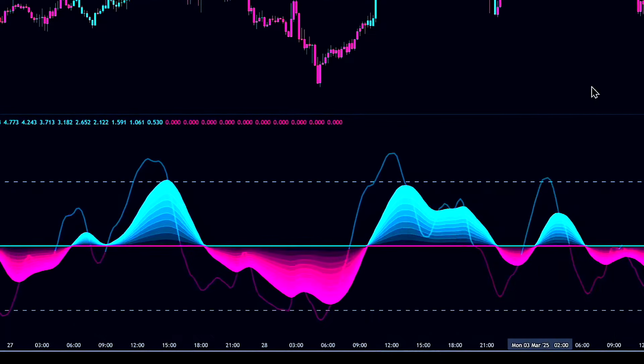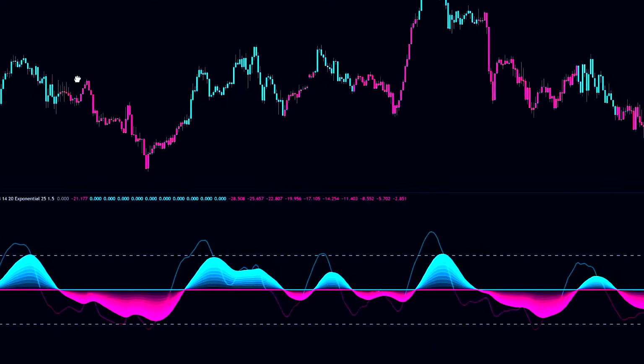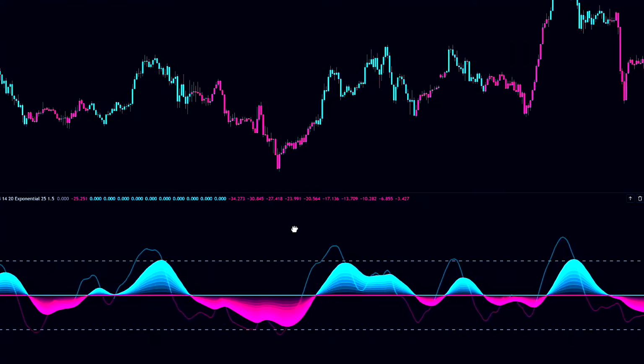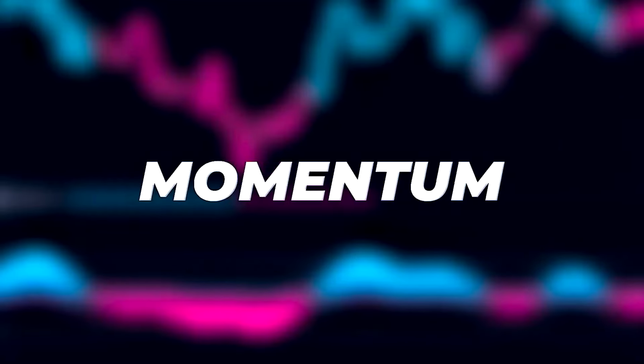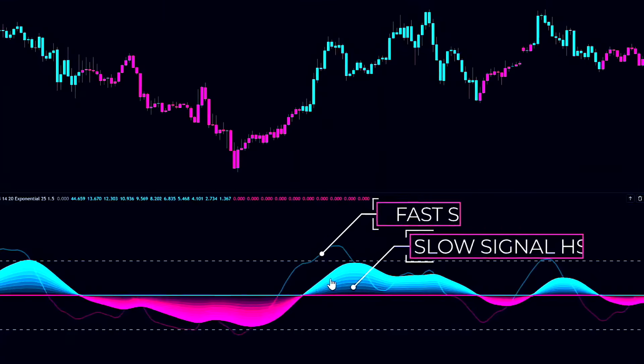Now let's get to the fun part. How to trade with this indicator. The simplest way is to check the market's trend and momentum. Look at the fast signal line and slow signal histogram.